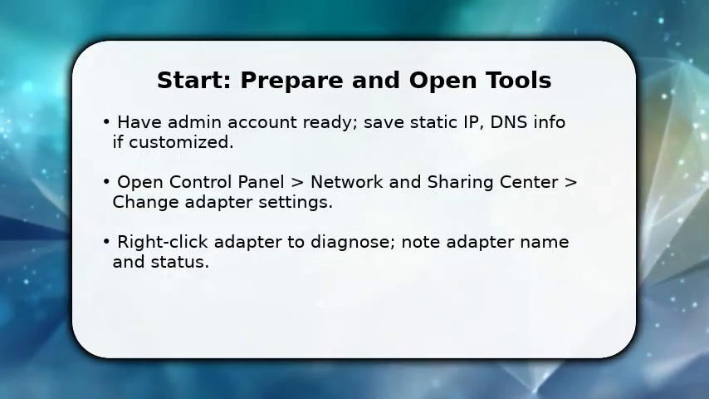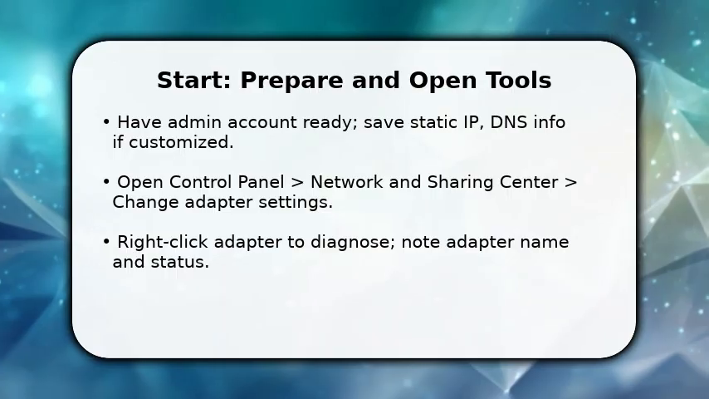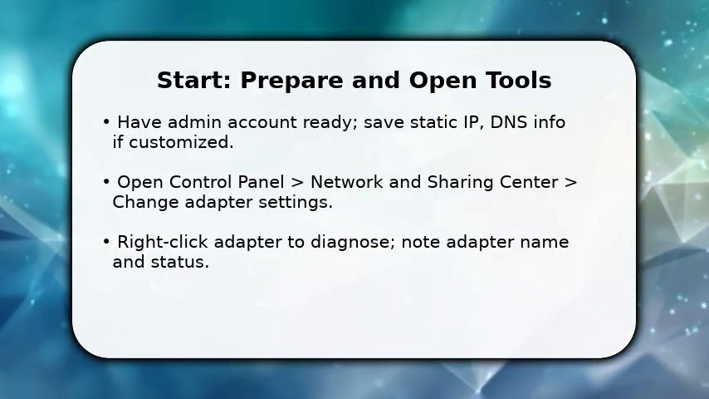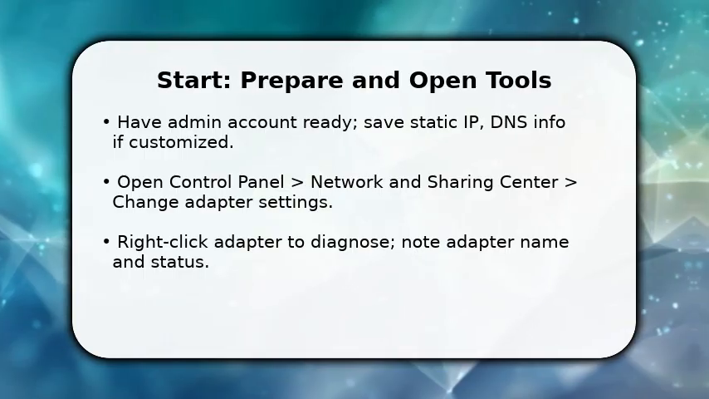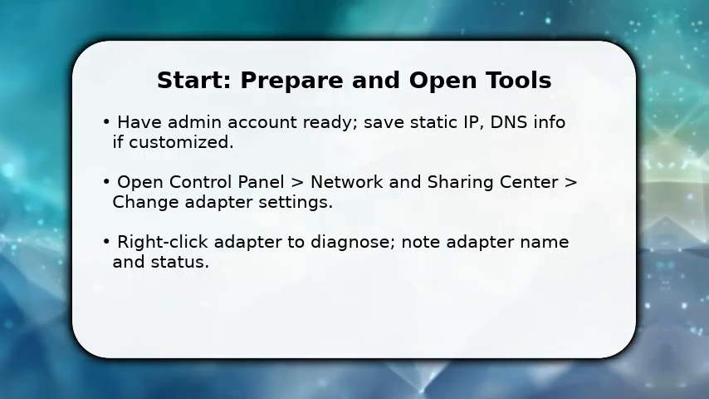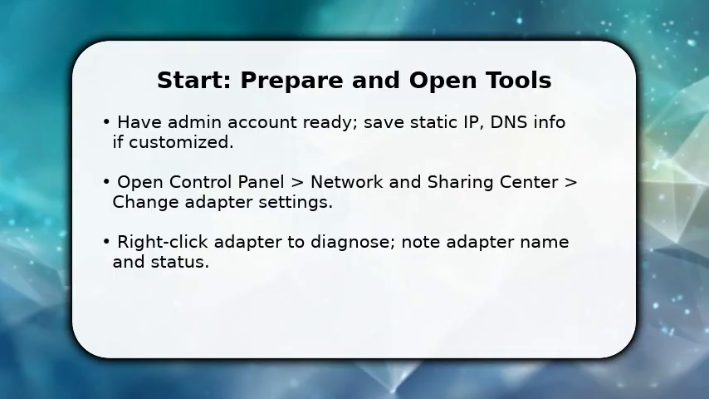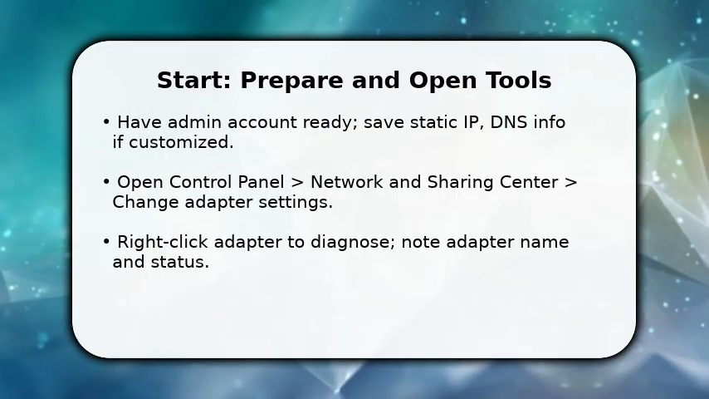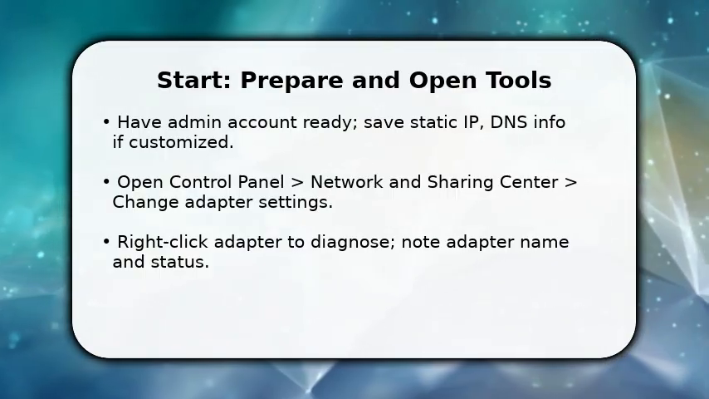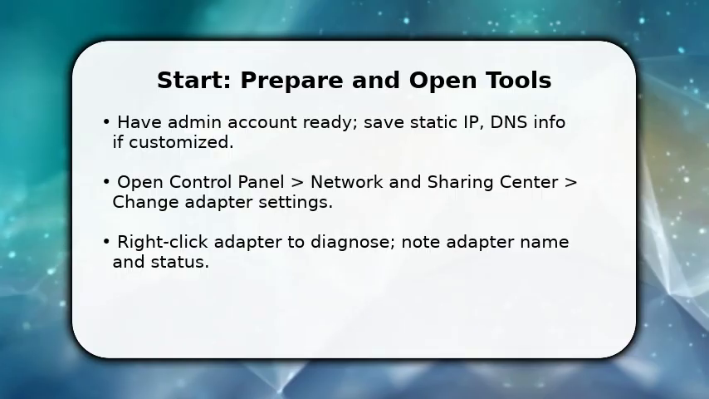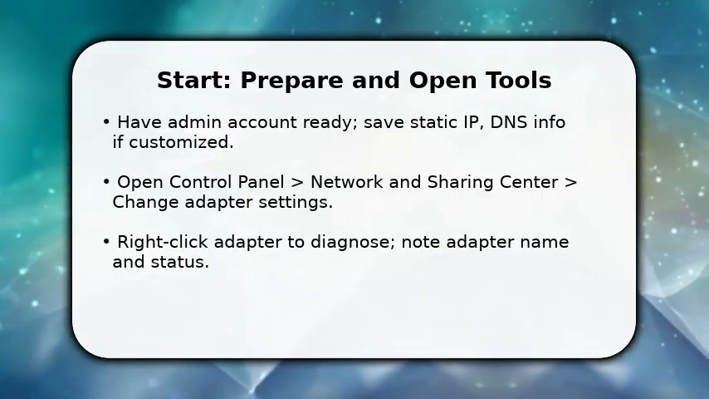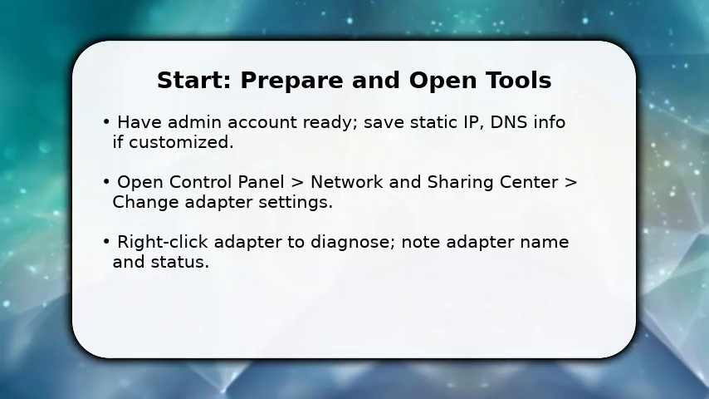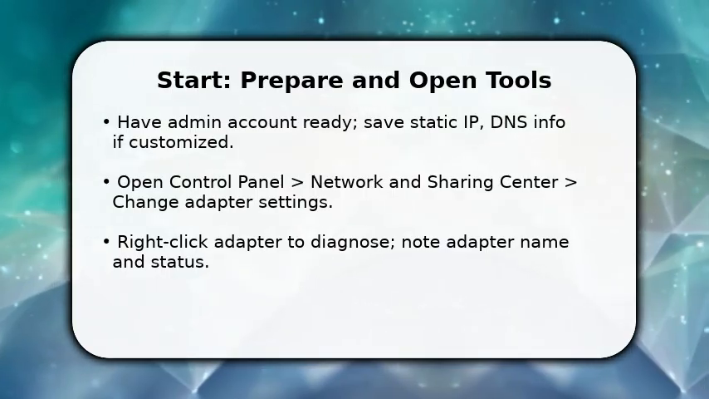You start by confirming you have an administrator account. This lets you make system-level changes. Once done, record any static IP or DNS entries so you can restore them later, then open Control Panel and navigate to Network and Sharing Center. Make sure you click Change Adapter Settings and identify the network adapter you use. The adapter name and status matter. From here, you can run a quick right-click diagnose to gather errors.